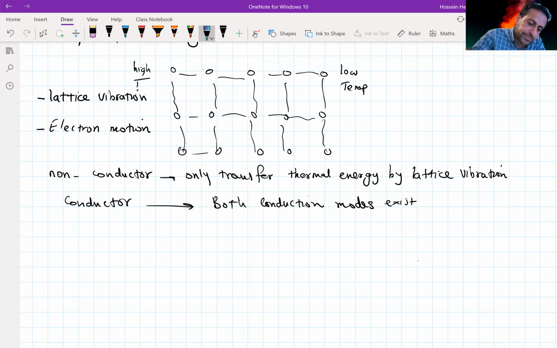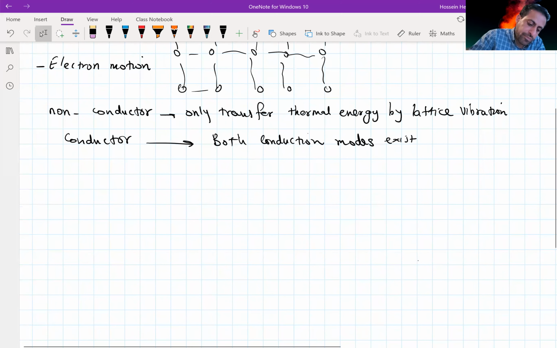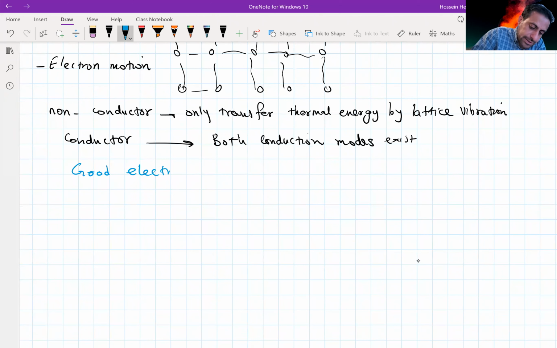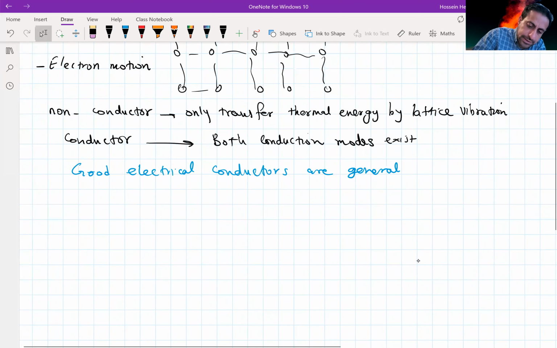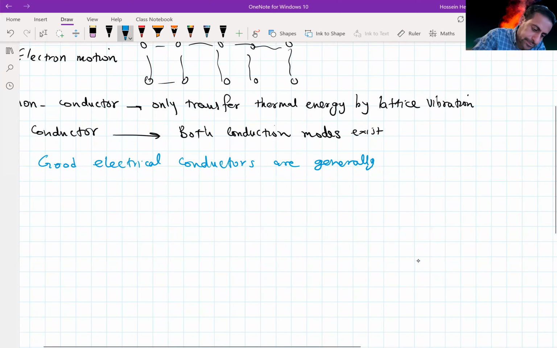Generally speaking, good electrical conductors are generally, though not always the case, good heat conductors.